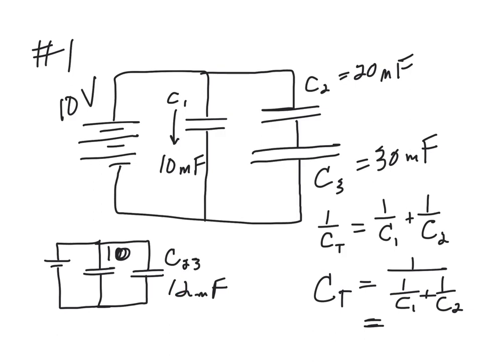So notice I drew a figure. I've taken these and combined them into one, and I call it C23, and it's 12 millifarads, and this is 10 millifarads, and now these are in parallel, and capacitors in parallel simply add. So this is going to be 22 millifarads, the total, and you might draw that circuit as well.